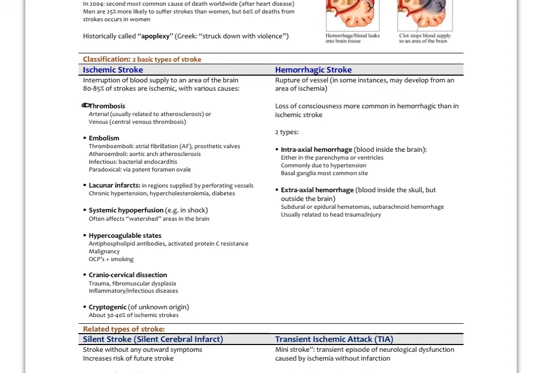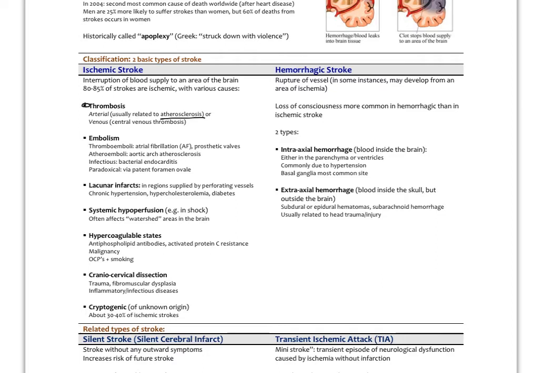So remember, thrombosis is we form a blood clot on the inside of a blood vessel wall, and that's usually related to atherosclerosis. So the risk factors for that would be the classic things that create heart disease. So high blood pressure, smoking, obesity, poor diets, all the typical things that we associate with cardiovascular disease.